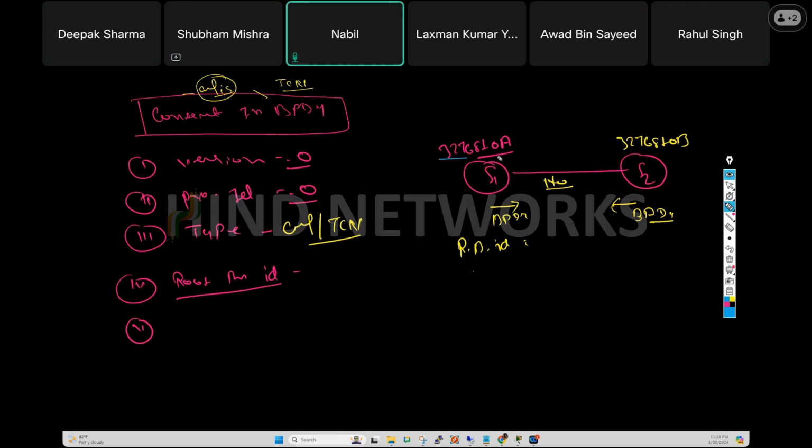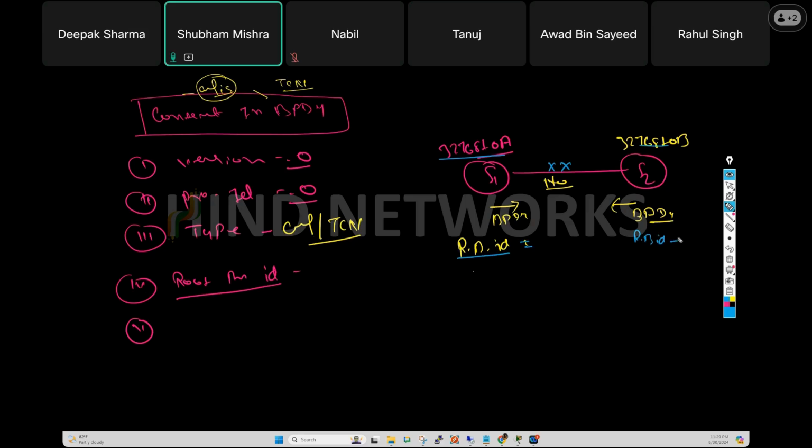This is the bridge ID and this is the bridge ID. Right now, both switches have not exchanged any BPDU, so no election has happened. In the BPDU there is a field called root bridge ID. Now the question is, if the election has not happened between switch number 1 and switch number 2, how can you say what the root bridge ID is? Root bridge ID means the bridge ID of the root bridge, but the root bridge is still not elected.